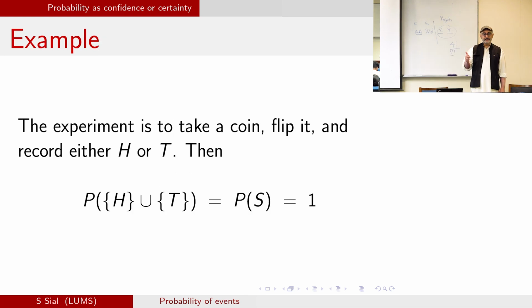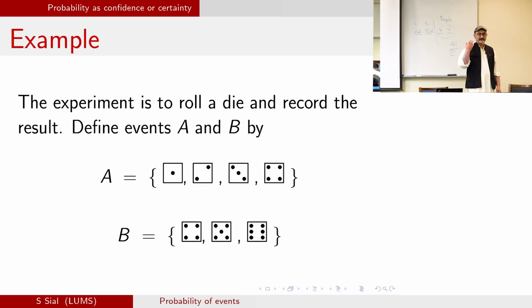So let's take an example. We flip a coin. We record either H or T. Okay? So the outcomes are, well, S can be written as the set with the element H in it and the set with the element T in it, and we take the union of those 2 sets. So the probability of H union T, well, that's the same as the probability of S. So that's equal to 1. If we consider rolling a die, 6-sided die, and we consider all the possible outcomes of that, right?